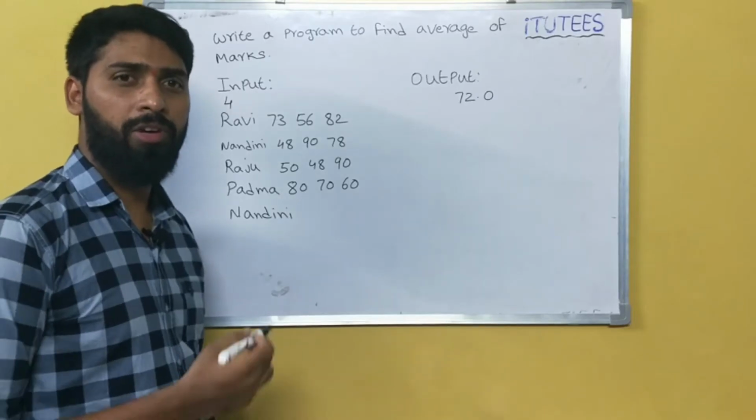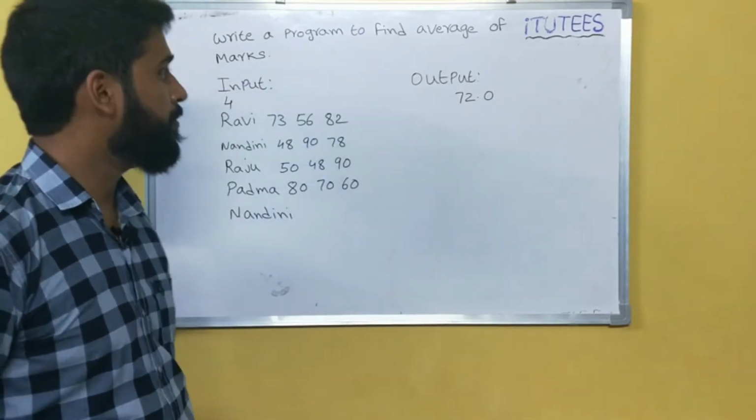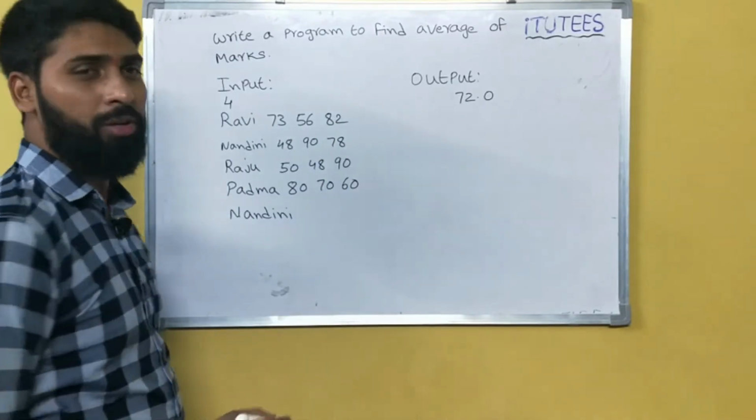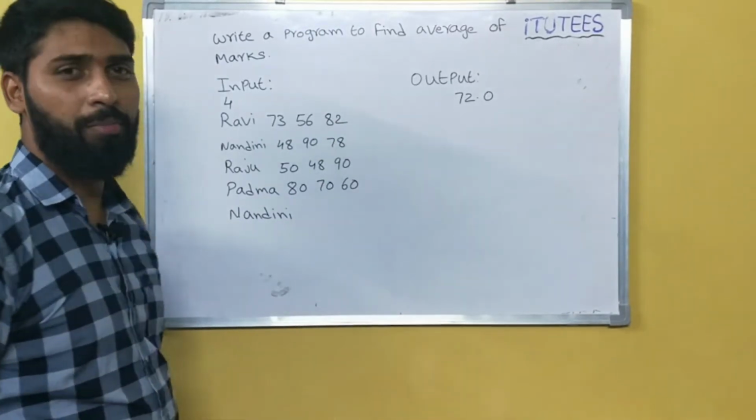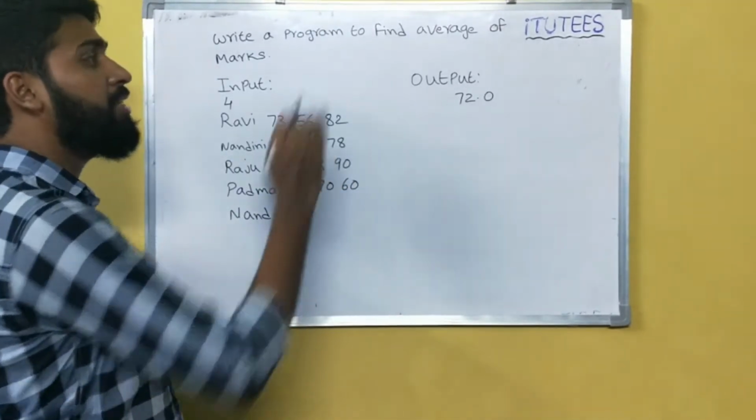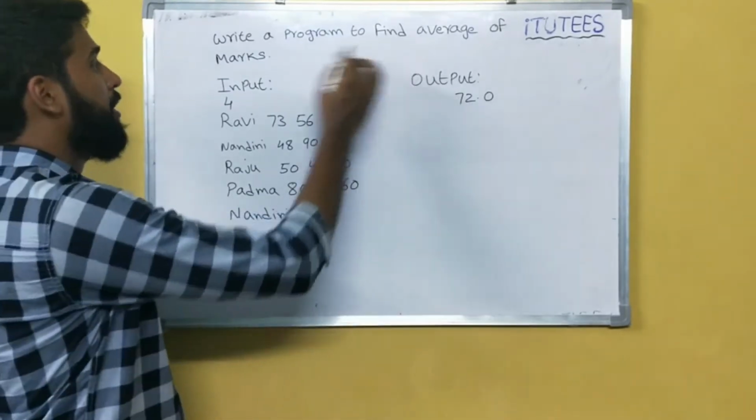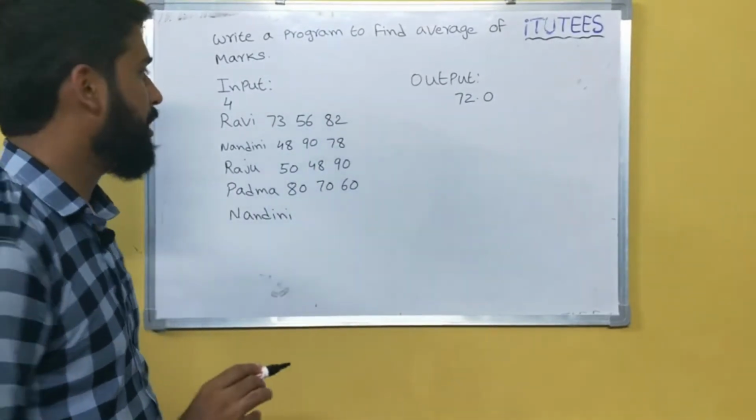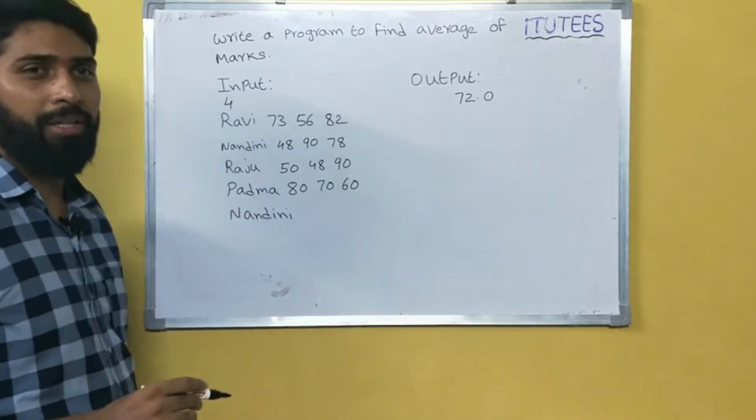Hello friends, now we can see one coding problem. Write a program to find the average of marks. Saying it is very easy, finding the average of marks. But they are giving the input like this.